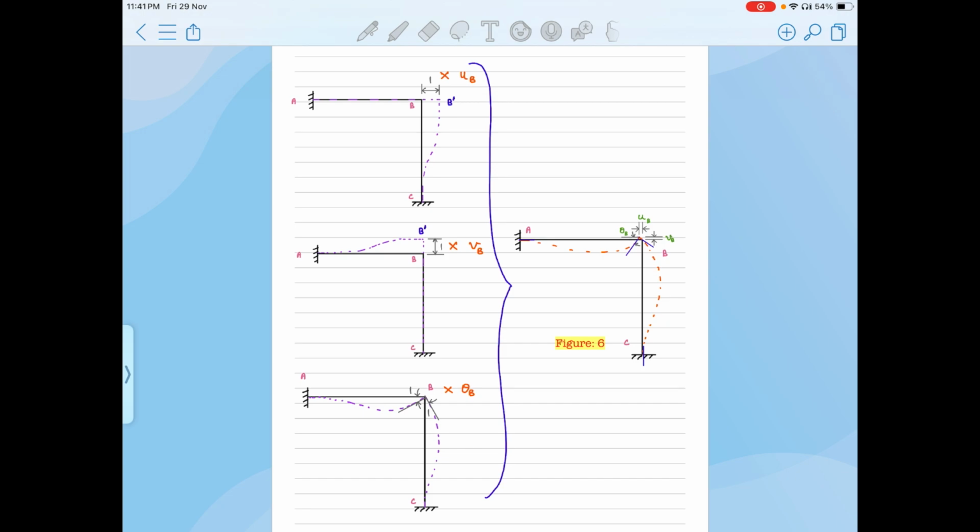Okay, let me explain it further. First, I'm going to apply unit displacement along degree of freedom 1, right? So I do that, this member will elongate and this member will undergo a displacement something like this.